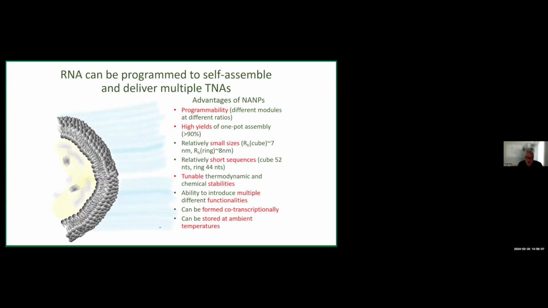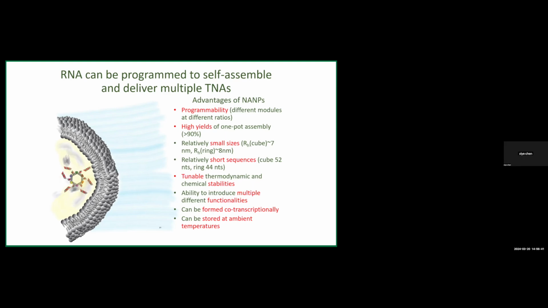When delivering a cocktail of therapeutic nucleic acids, different NANP architectures can be utilized. For example, we can use cube-like nucleic acid nanoparticles to deliver six different siRNAs into the same cell. Then they are released via Dicer-assisted release, which will provide simultaneous targeting of six different genes within the same disease cells. But the same therapeutic cocktail can be delivered by another NANP, such as, for example, a nanoring here.